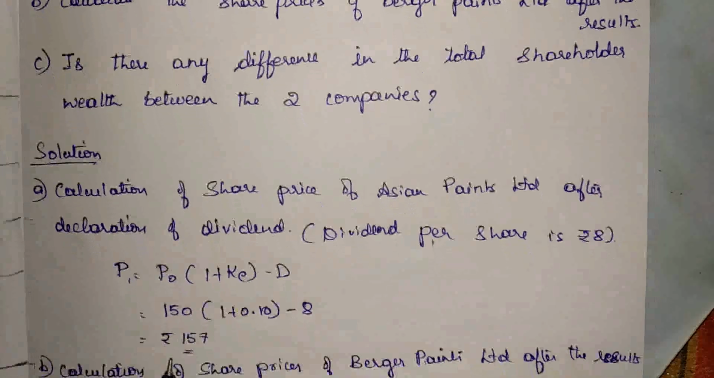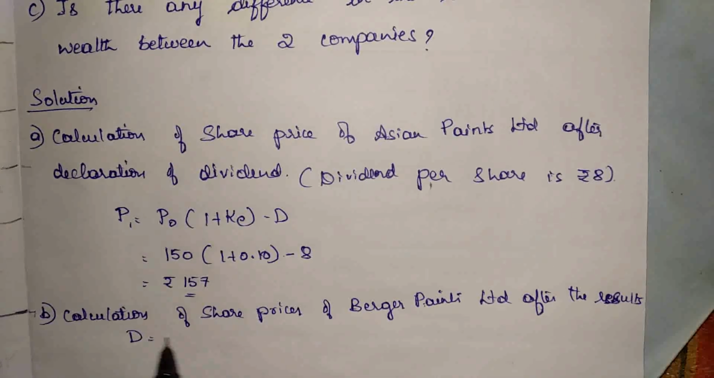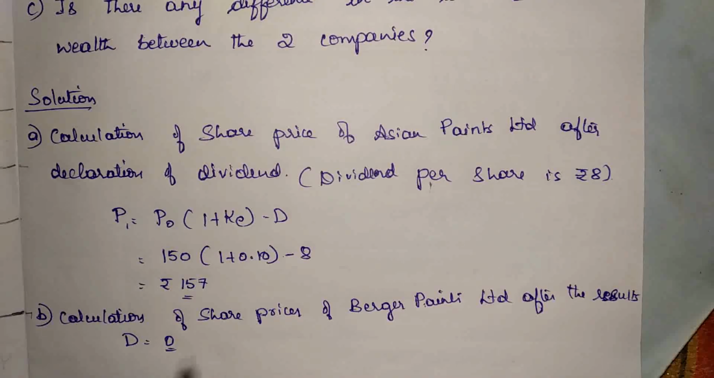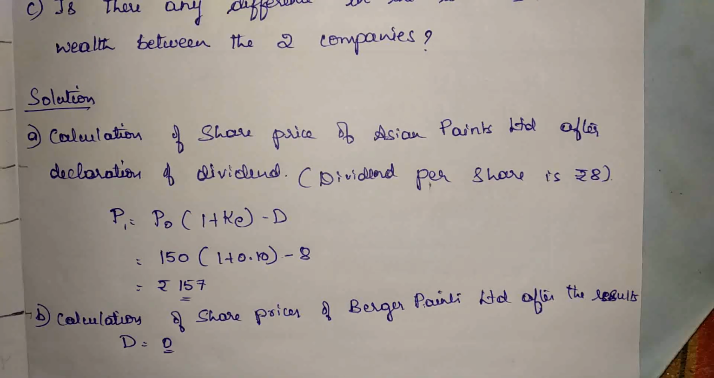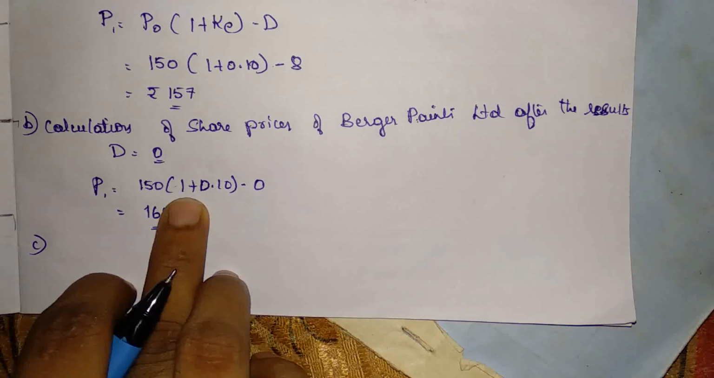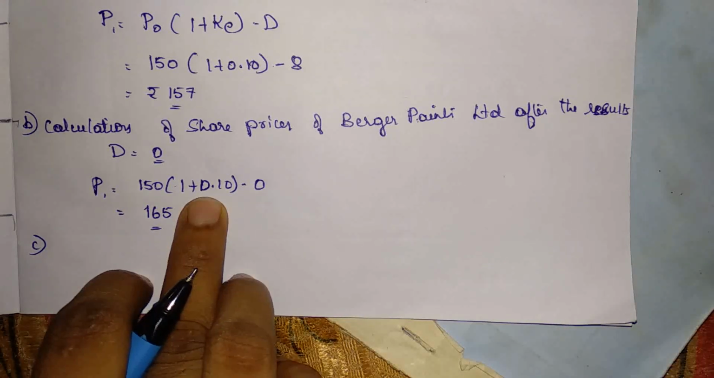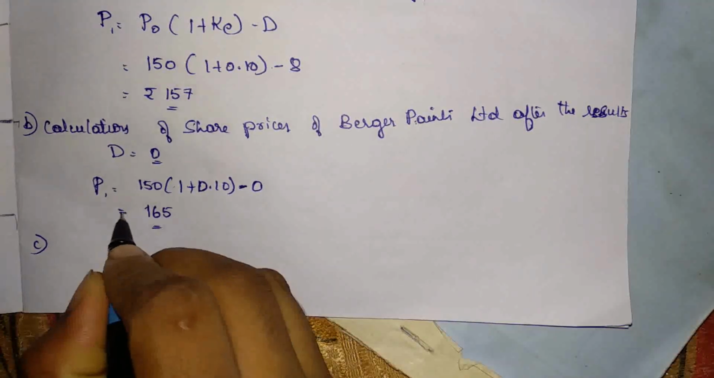Then we'll calculate the share price of Burger Paints Limited after the result. Here the dividend per share is 0. This company will not declare any dividend. So the dividend is rupees 0, 150 into 1 plus 0.10 minus 0, D is 0. So the share price is 165.